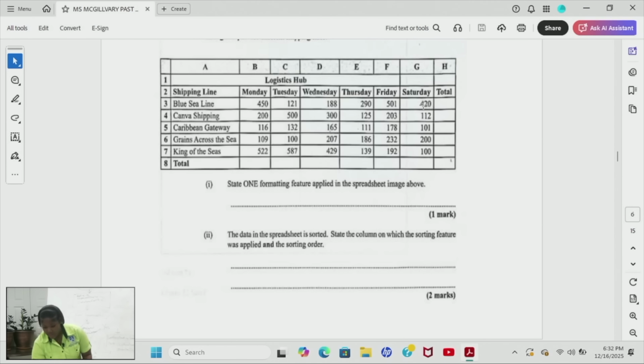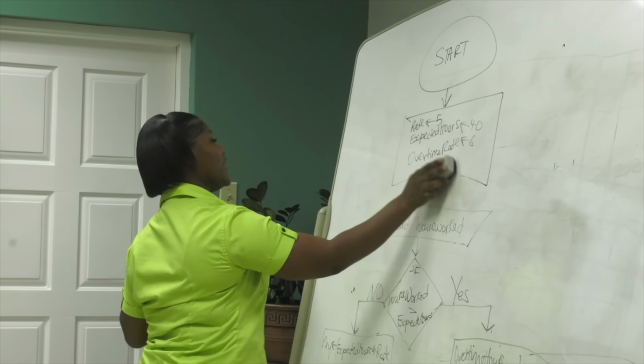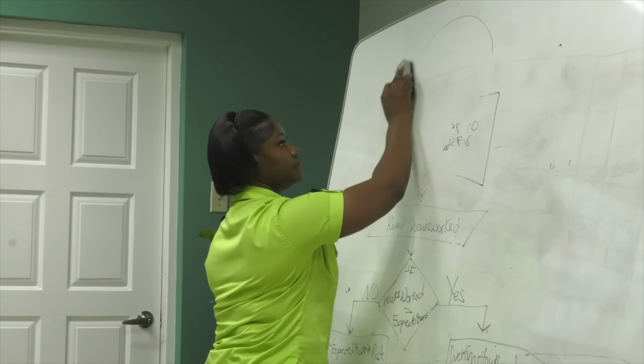But let us just look at it. It asks for Canva shipping. However, Canva shipping is in row 4, right? So if they were truly referring to Canva shipping, it would have been H4. But what we would put in H3, which is for the Blue C line, because it asks for H3, we're going to use H3, but that's for Blue line and not Canva.